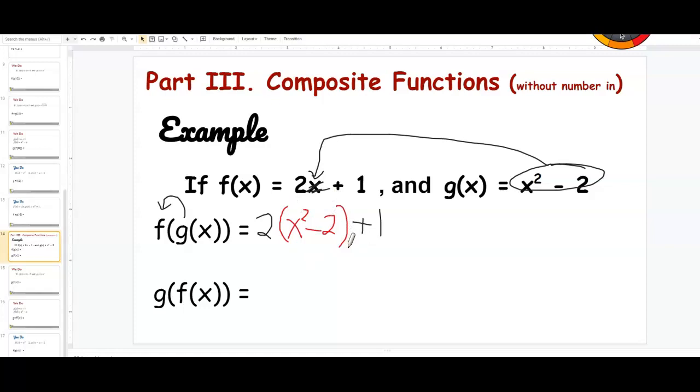You cannot have parentheses in your answer. So get rid of the parentheses. How? We're going to do the distribution. We're going to multiply 2 to everybody inside to get rid of the parentheses. So 2 times x squared, number part is 2. X part is x squared.